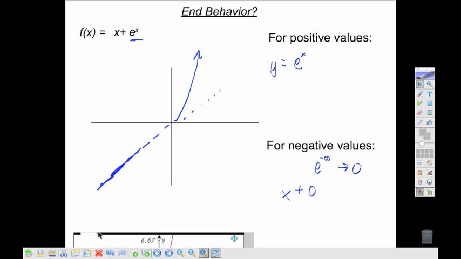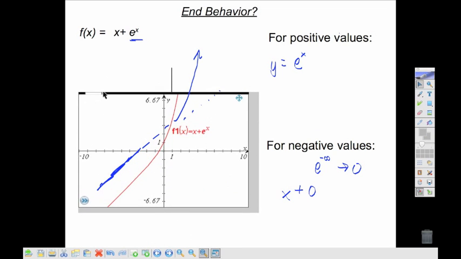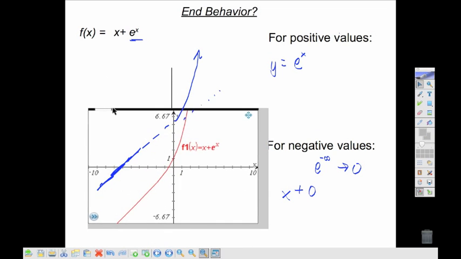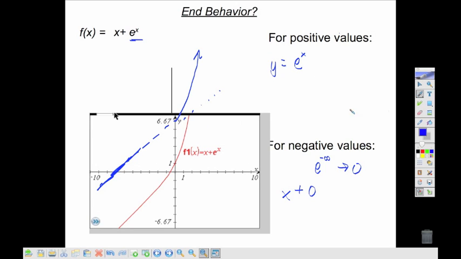If we plug this into our graphing calculator, our graph looks basically like this. So notice how on the right we have a close similarity to e to the x. So that's our end behavior model, y equals e to the x. On the left, however, notice how much this resembles the line y equals x. And so that's our end behavior model.